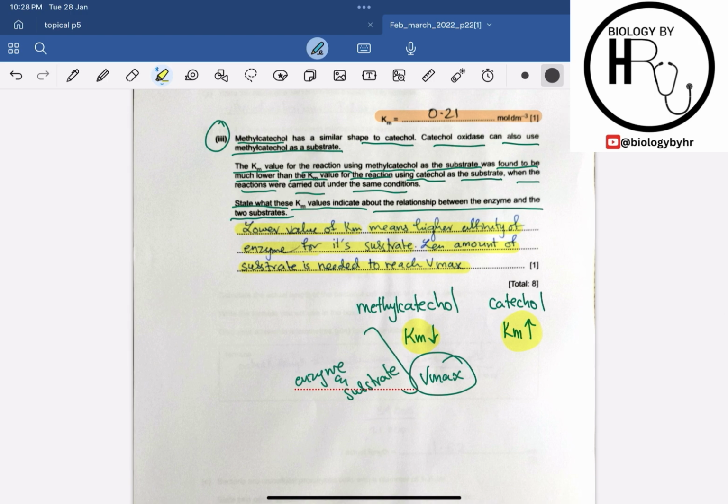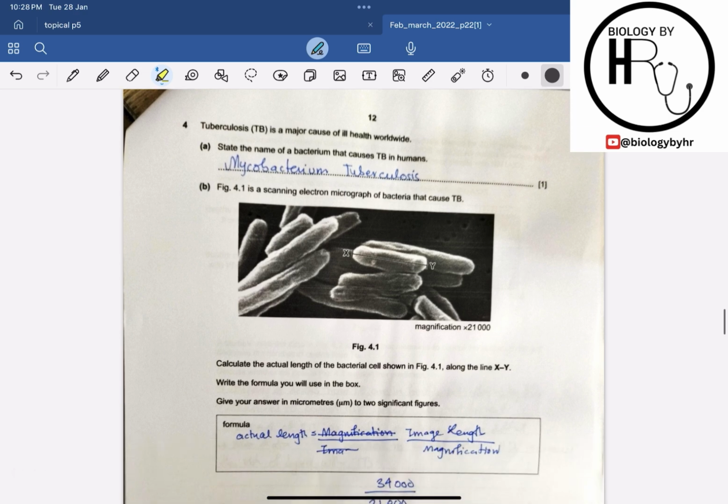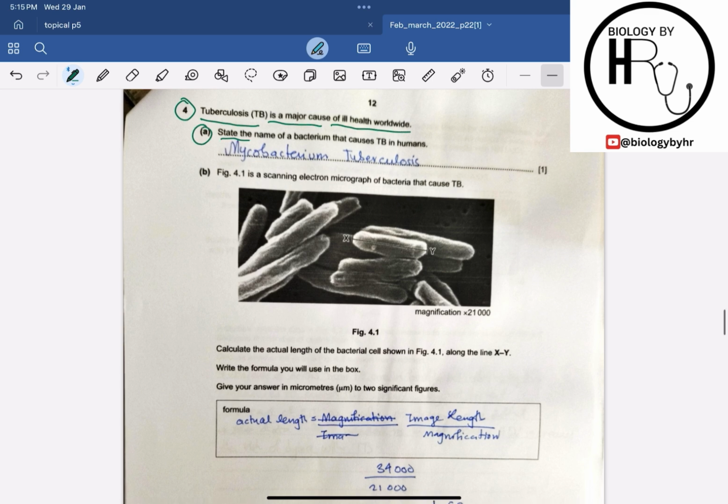Now let's move on to the other question, which is question number 4. Question number 4 is saying that tuberculosis, TB, is a major cause of ill health worldwide. Part A is saying state the name of the bacterium that causes TB in humans. TB is the infectious disease, and the pathogen which causes TB is known as Mycobacterium tuberculosis.